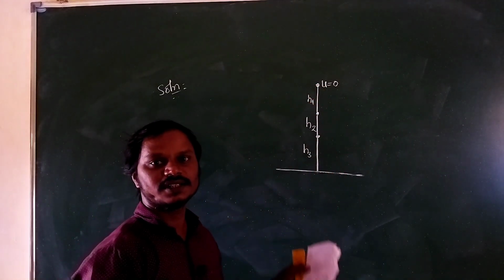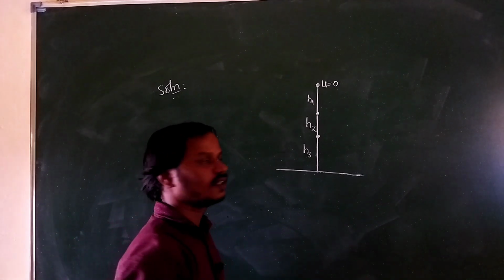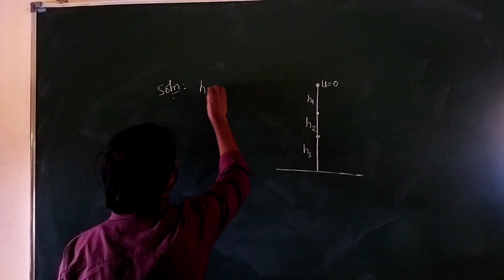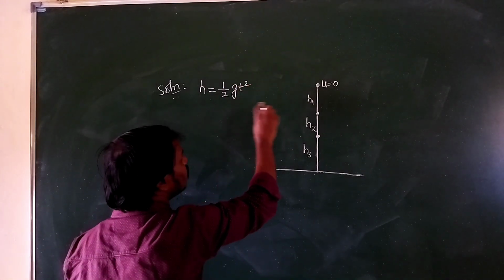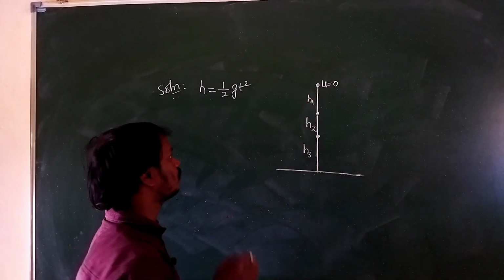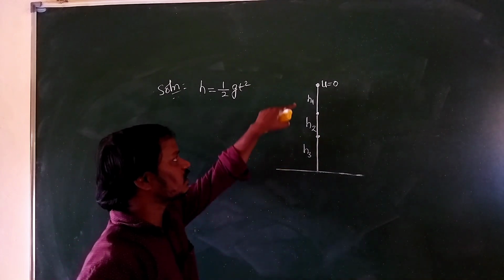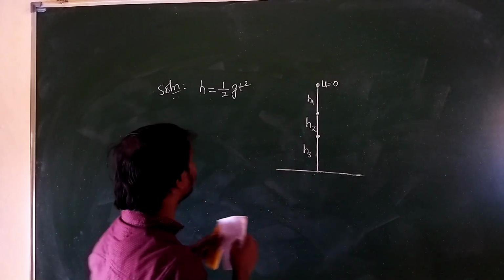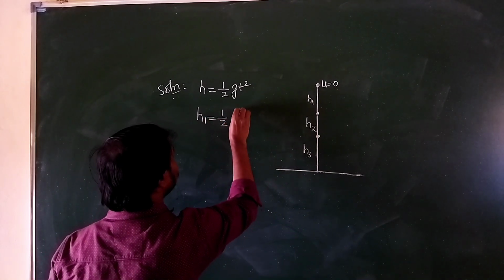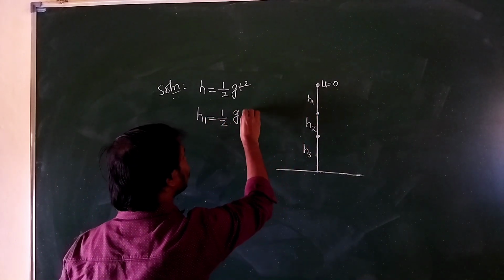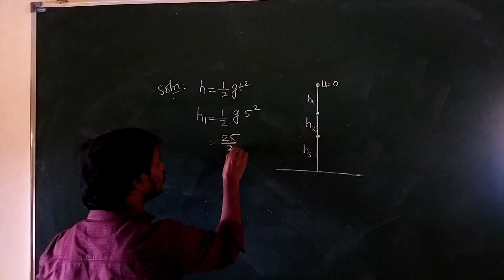Now by using the kinematic equations in case of free fall, h is equal to 1 by 2 gt square, because the initial velocity can be taken as 0. In the first 5 seconds, the distance traveled by the stone is h1. So h1 is equal to 1 by 2 g into t square, that is 5 square, which gives 25 by 2 g.